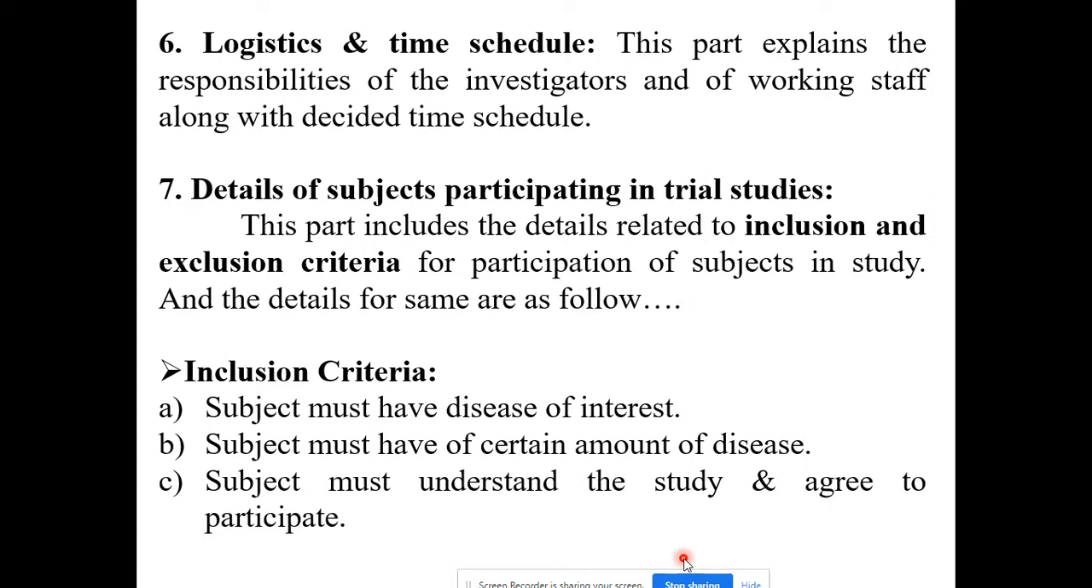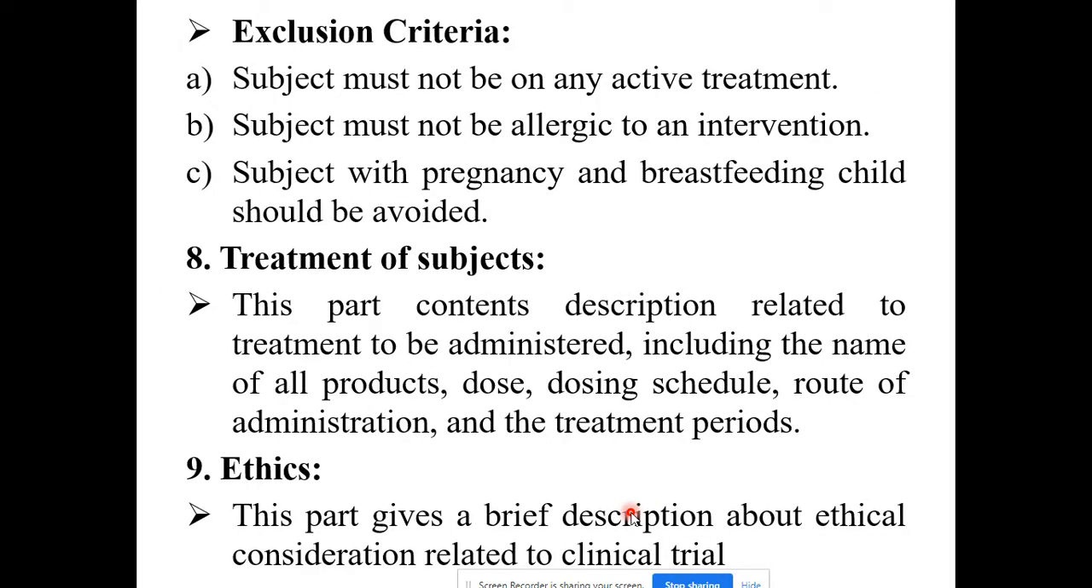Which are the inclusion criteria? Subject, meaning the human volunteer, must have the disease of interest. Subject must have a certain amount of the disease. Subject must understand the study and must agree to participate. Okay, moving on to the next slide. Exclusion criteria. Subject must not be on any active treatment. Subject must not be allergic to the interventions. Subjects with pregnancy and breastfeeding children should be avoided. These are the exclusion criteria.